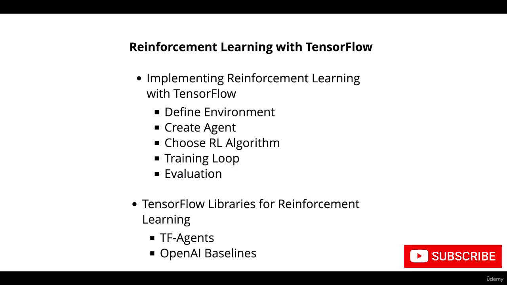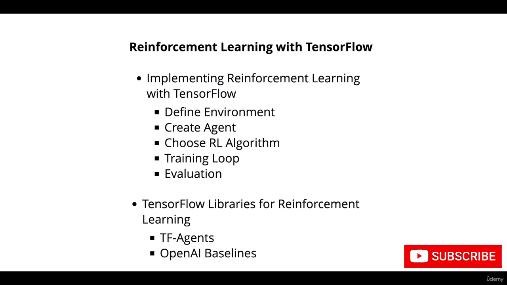Next is create the agent. Define the RL agent using TensorFlow. This involves designing the neural network architecture for the agent, including the policy network, value network, or any other required components. Next, we have to choose the RL algorithm. Select a suitable RL algorithm, whatever we saw above, based on the problem requirements and characteristics. TensorFlow provides implementations for various RL algorithms that we spoke about, such as DQN, PPO, and SAC, which is also soft actor-critic, etc.